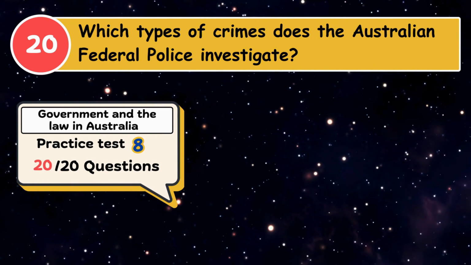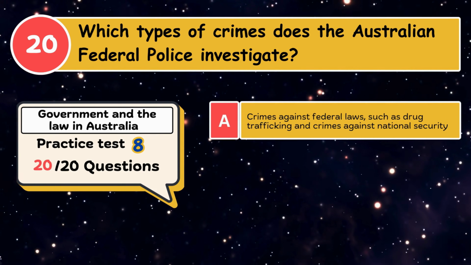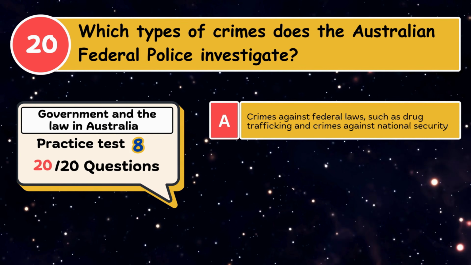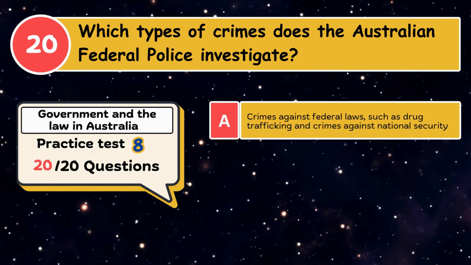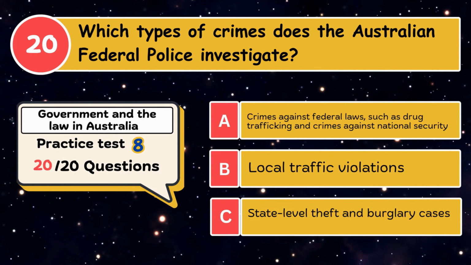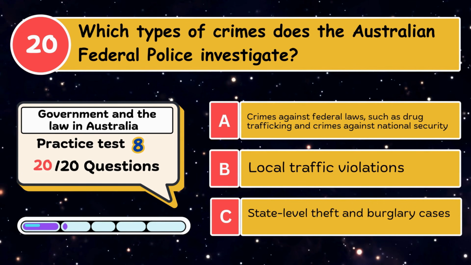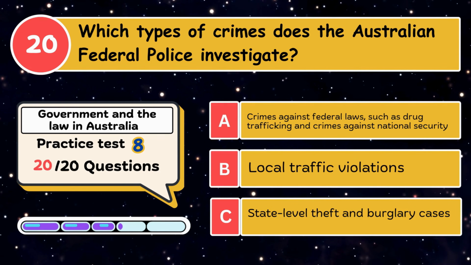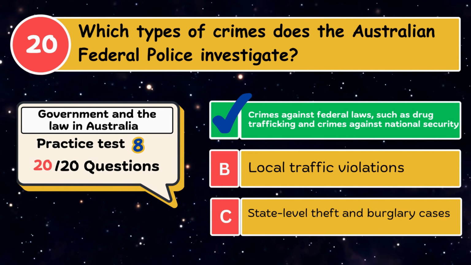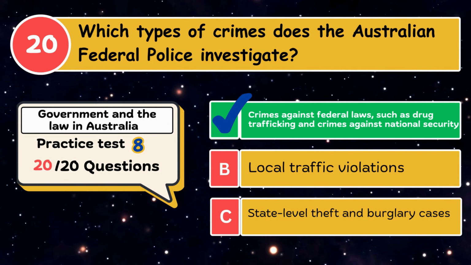Which types of crimes does the Australian Federal Police investigate? A. Crimes against federal laws, such as drug trafficking and crimes against national security. B. Local traffic violations. C. State-level theft and burglary cases. The correct answer is crimes against federal laws, such as drug trafficking and crimes against national security.